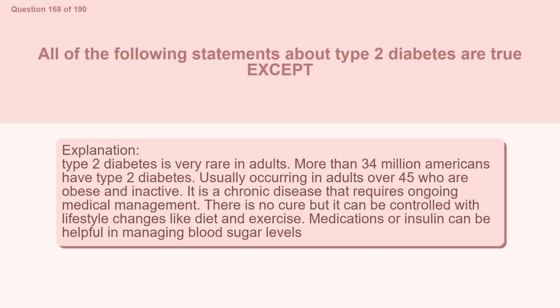More than 34 million Americans have type 2 diabetes, usually occurring in adults over 45 who are obese and inactive. It is a chronic disease that requires ongoing medical management. There is no cure, but it can be controlled with lifestyle changes like diet and exercise. Medications or insulin can be helpful in managing blood sugar levels.